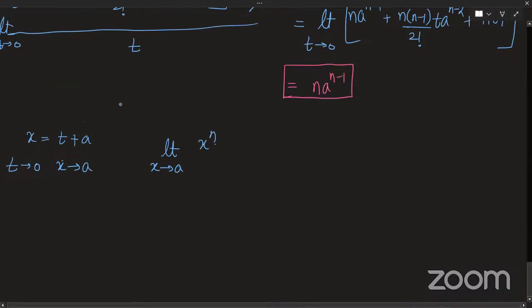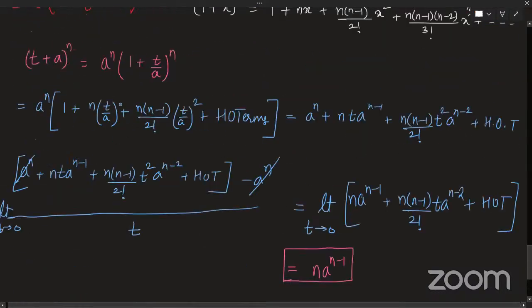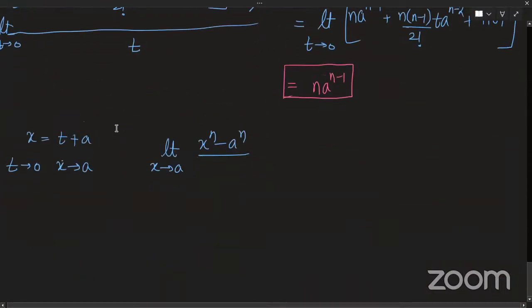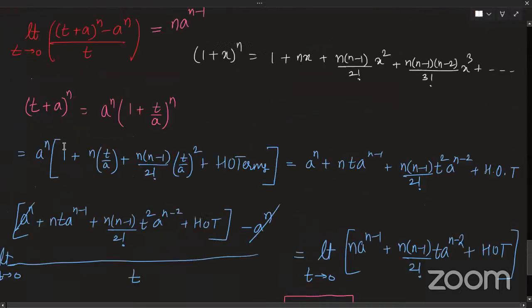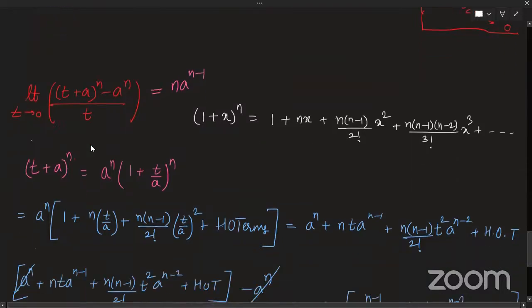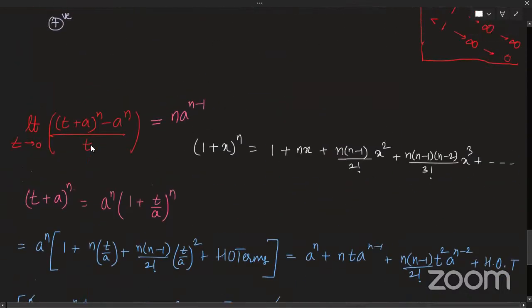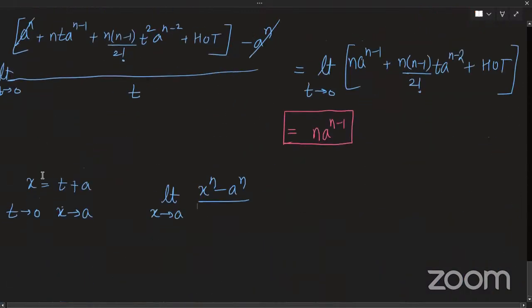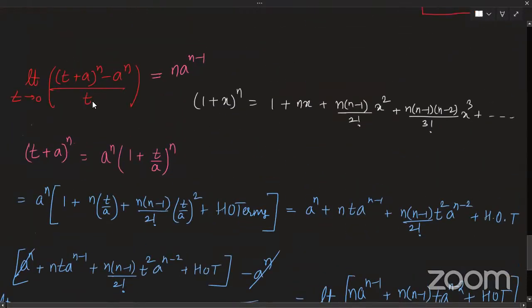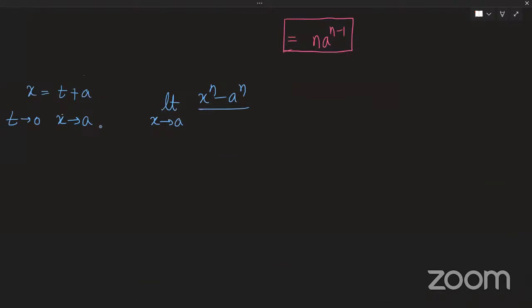So it is x raised to n minus a raised to n divided by what will be the denominator? Why will it be x? I have a t over here, right? What is the relation between t and x? How do I write t in terms of x? I have x minus a as t over here. So x minus a.